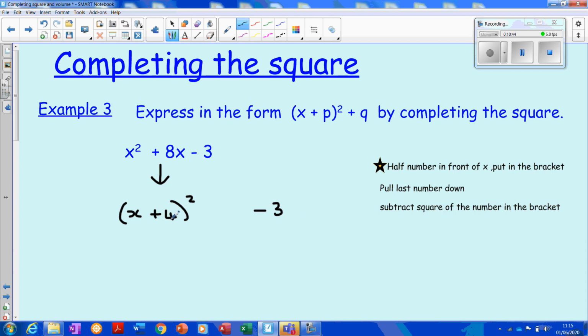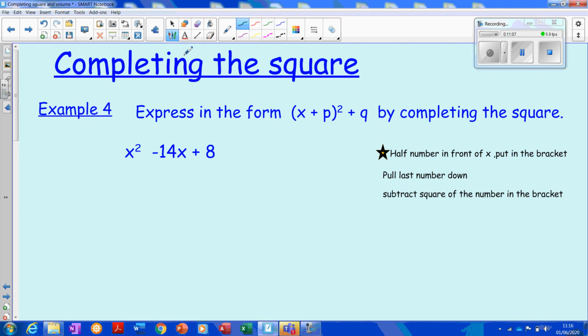So that we've got 4 in the bracket there, so 4 squared is 16, and subtract it, so it's minus 16. Tidy it up, so that gives me x plus 4 all squared, minus 16 minus another 3 is minus 19, and that's your completed the square, and it looks like that. So p is 4, and q is minus 19.